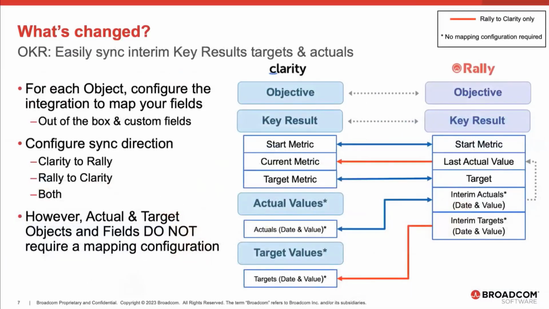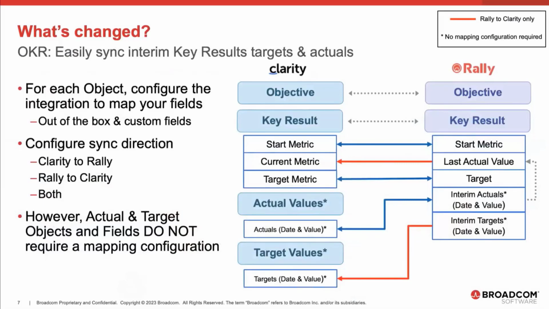Again, from an objective perspective, you can easily map objectives and their respective fields between Rally and Clarity. You can also configure who owns the data in terms of controlling the sync direction. From the key results perspective, you can also map their respective fields between Rally and Clarity.